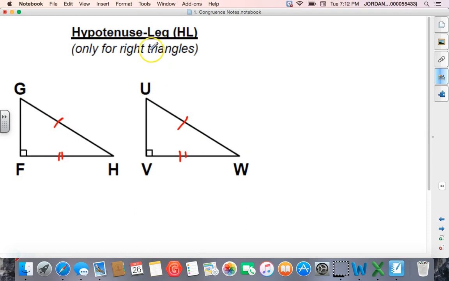You say, well, you said that we had to have three things. Well, we do. We've got two sides and we've got an angle that's the same. Okay, so this situation only applies to right triangles, hypotenuse leg on a right triangle. All right? In that situation, we also know the two triangles are congruent.